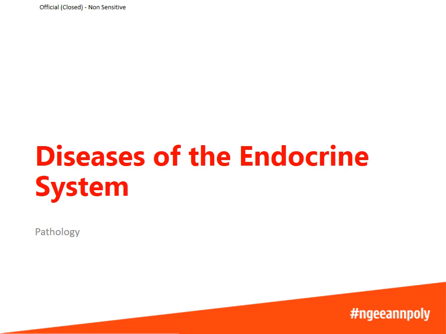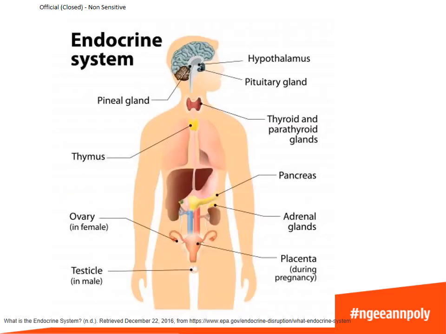Hi everyone! In this chapter, we will be looking at diseases of the endocrine system. The endocrine system is made up of glands that produce and secrete hormones. These hormones are responsible for a wide range of functions in the body.